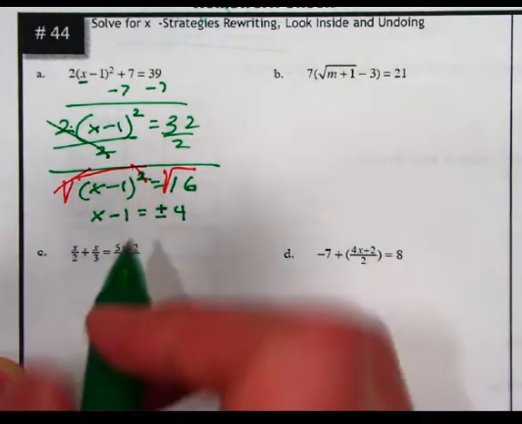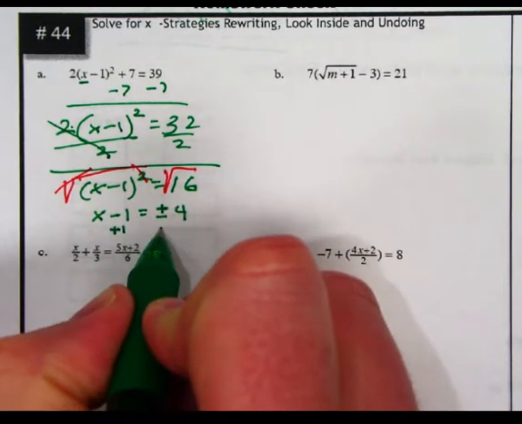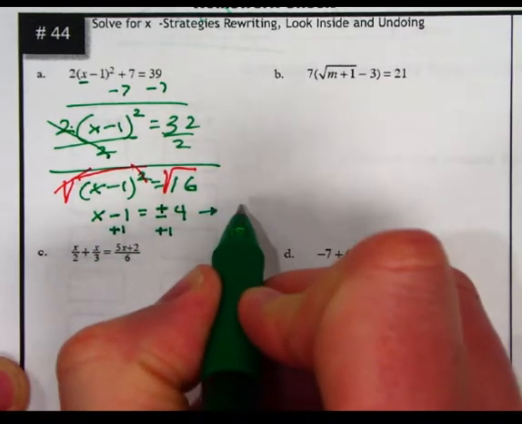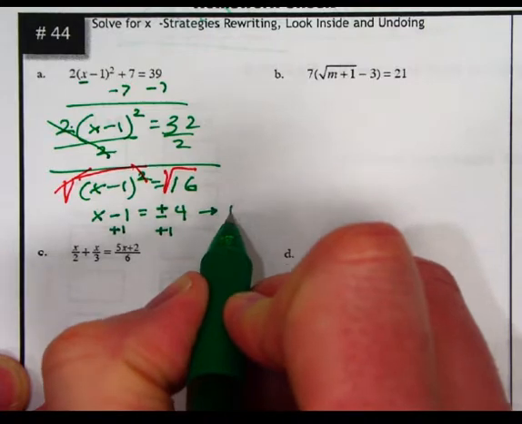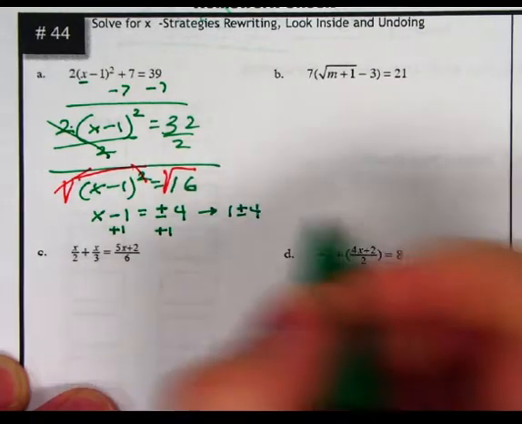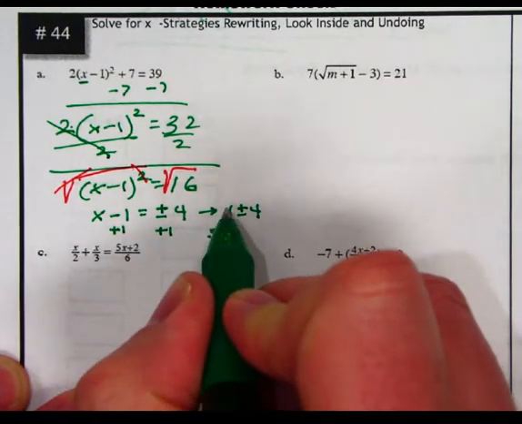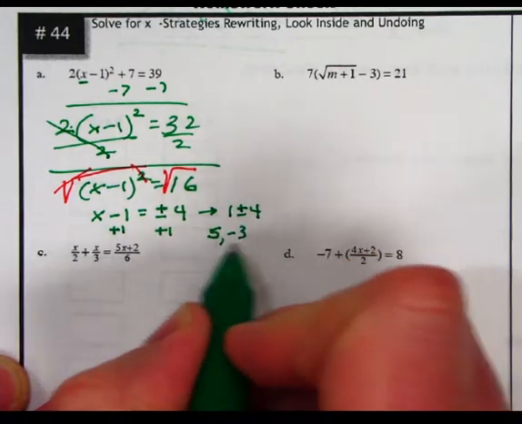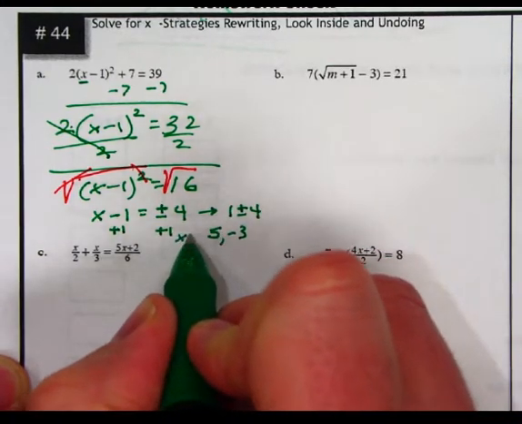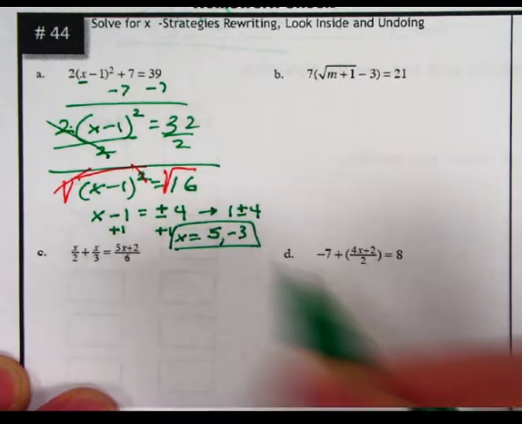Then I add 1 to both sides. So add 1, and that basically turns into 1 plus and minus 4. And 1 plus 4 is 5, 1 minus 4 is negative 3, and those are the 2 answers for x. X equals both of those solutions.